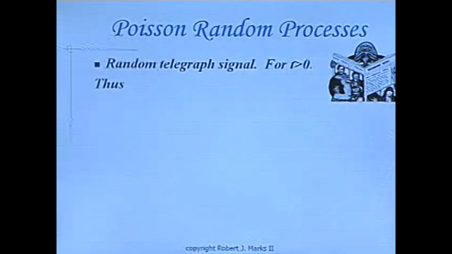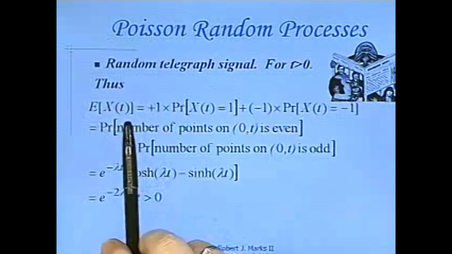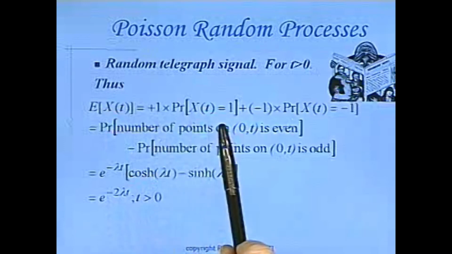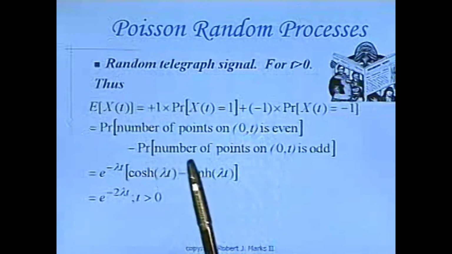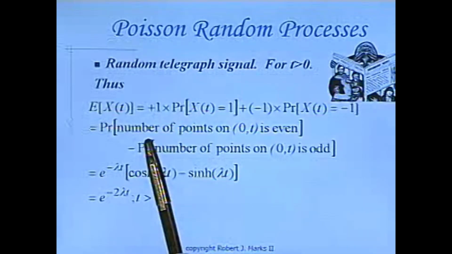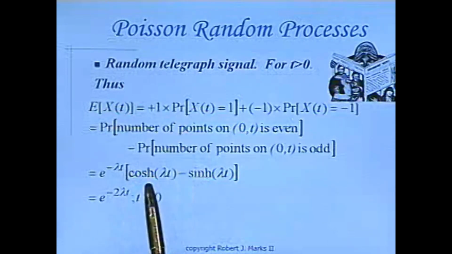So, do you remember why we're doing this? Well, if t is greater than 0, we were supposed to find the expected value of x of t. This was about 3 slides ago, and I've recopied this equation. It's 1 times the probability x of t is equal to 1, minus the probability that x of t is equal to minus 1. We figured that's the probability the number of points is even, minus the probability that the number of points is odd. We figured that out, so it's e to the minus lambda t times the hyperbolic cosine minus the hyperbolic sine. If we put all of that together, we get e to the minus 2 lambda t as being equal to the expected value of the telegraph random process.